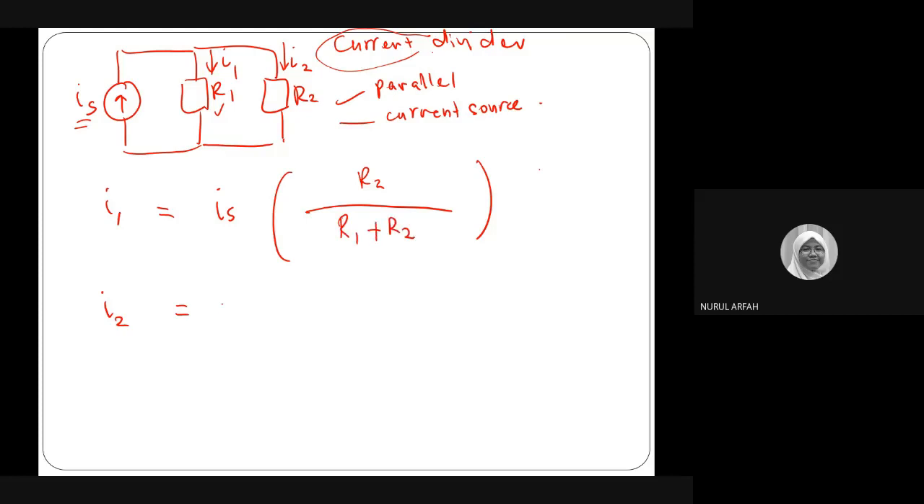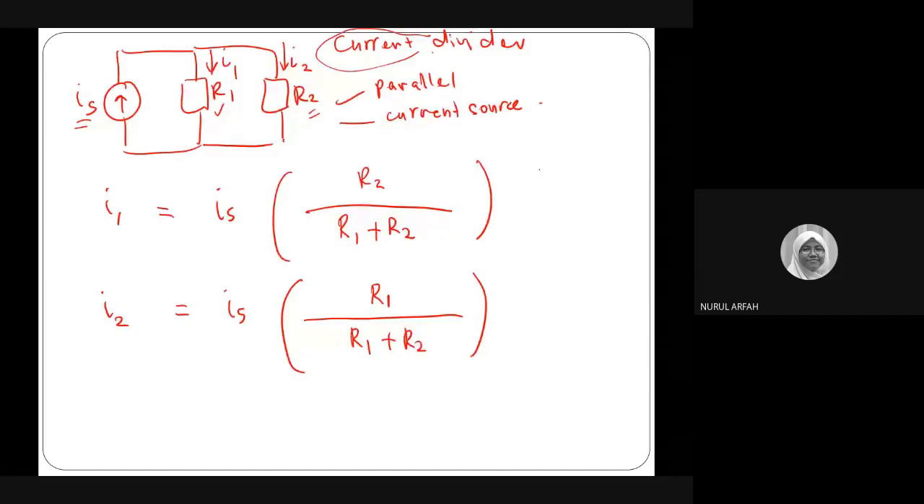Okay. What about I2? R1 on top, because they are in the opposite direction of the R2. So you have R1 here, and R1 plus R2.